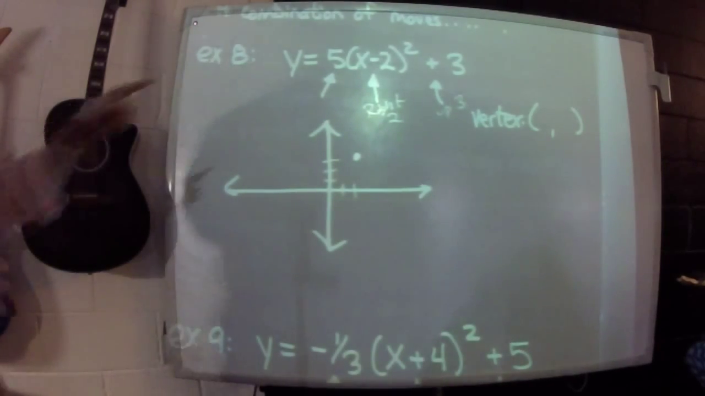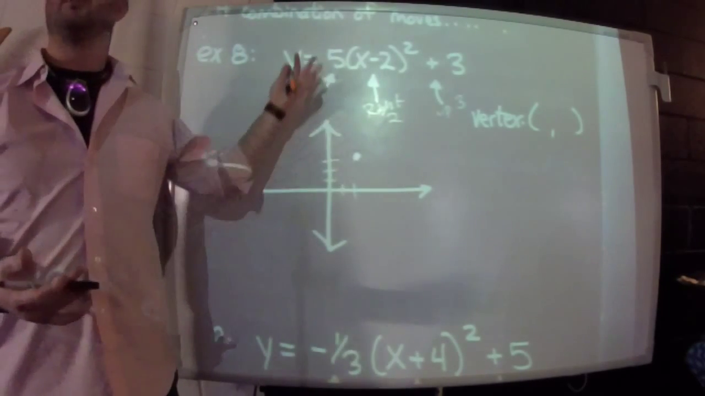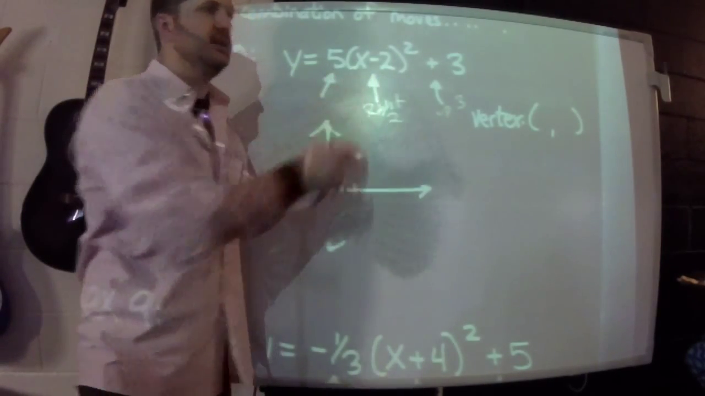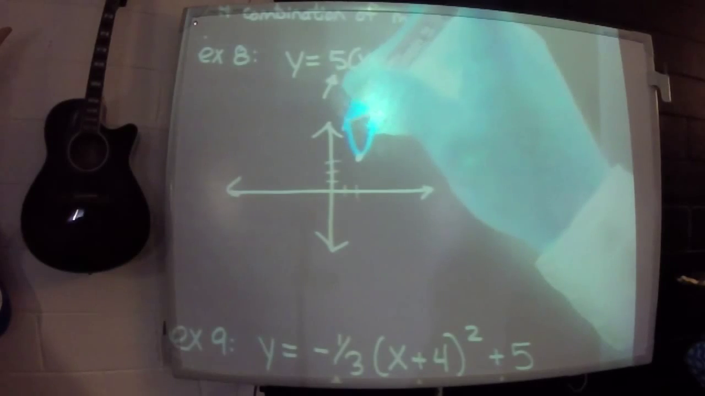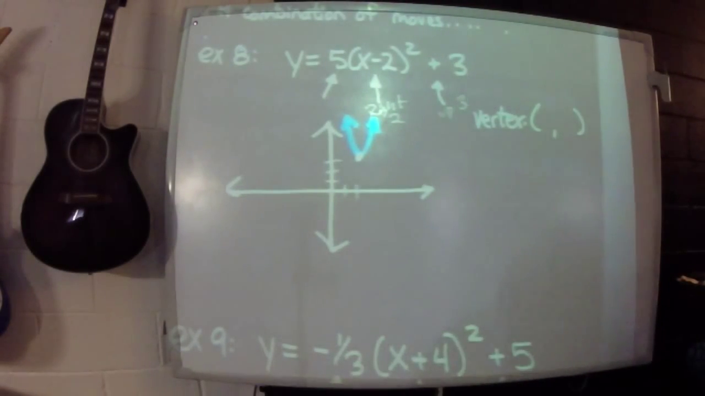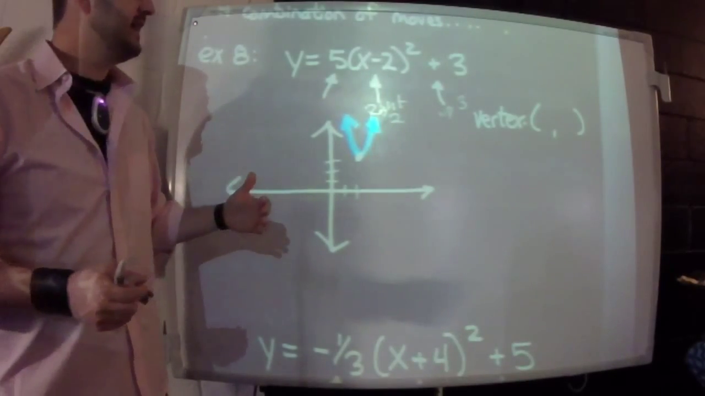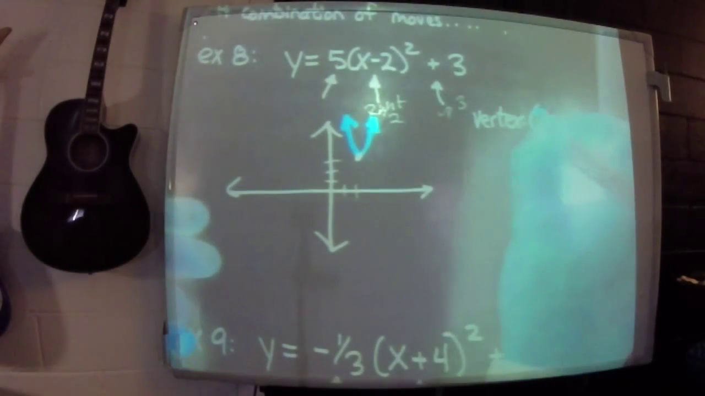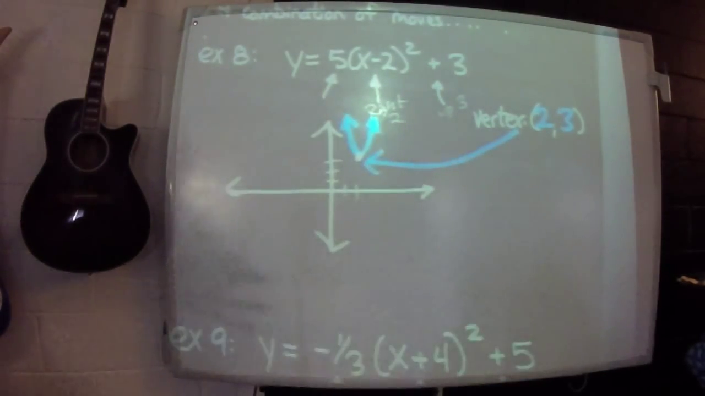The only other thing is that 5. What do we say about the coefficient in front? It's going to make it skinnier. Now, are we flipping this thing? No, it's not negative. So from the vertex, just make a skinny parabola right there. The 5 makes it skinnier. How much skinnier is just a judgment call. 5 is a decent skinniness. When it gets bigger than 5, really skinny. My vertex, the biggest thing, is going to be 2, 3. Right 2 and up 3. That's my vertex.